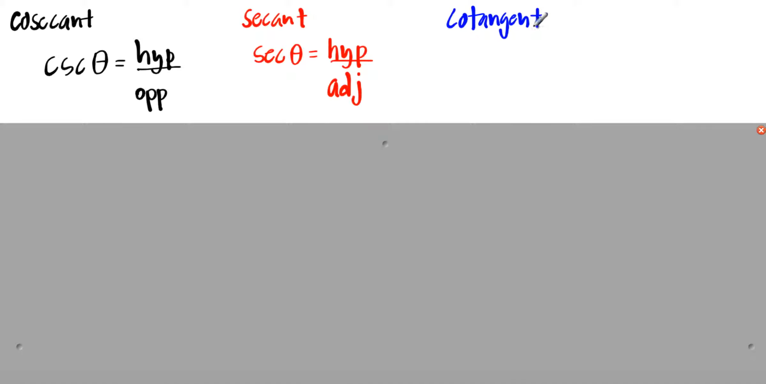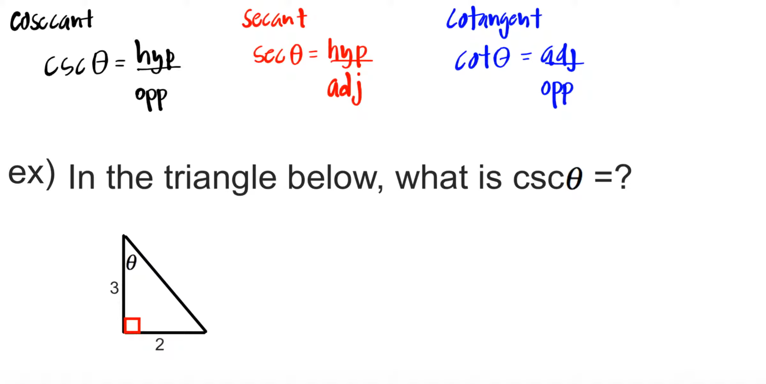We also have secant, which is abbreviated SEC theta, and it's the reciprocal of cosine. So it's going to be hypotenuse over adjacent. And then we have cotangent. And you guessed it, it's the reciprocal of tangent. It's abbreviated COT, cotangent of theta, and that's going to be adjacent over opposite. So let's look at an example.